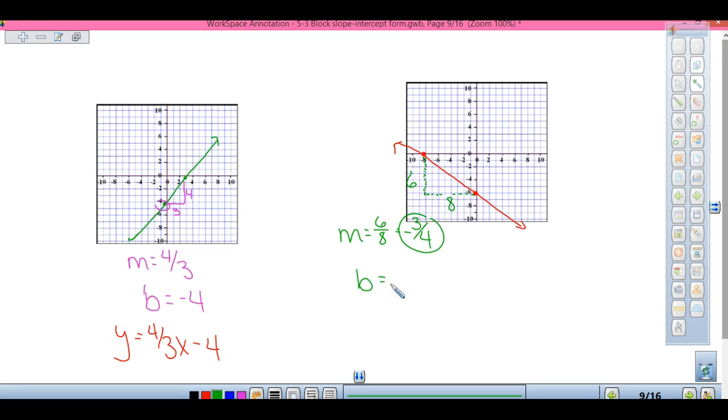Where does it cross my y-axis? Negative 6. That's my b. So I have my m and my b. So y equals negative 3/4 x minus 6. Okay, I think this is the hardest part, to be perfectly honest, because you have to find your rise over your run, and find where it crosses your y-axis, and put all that together.